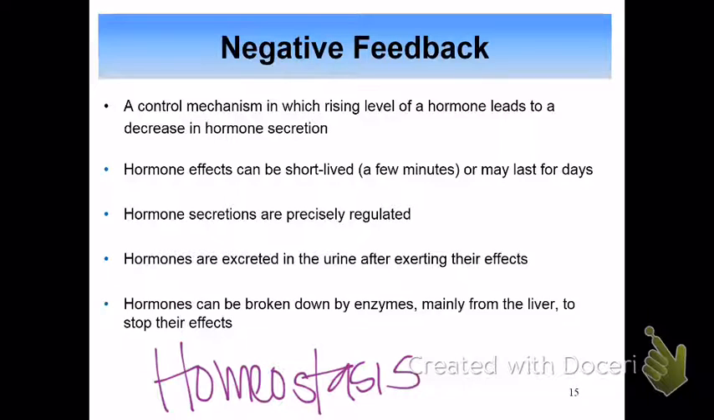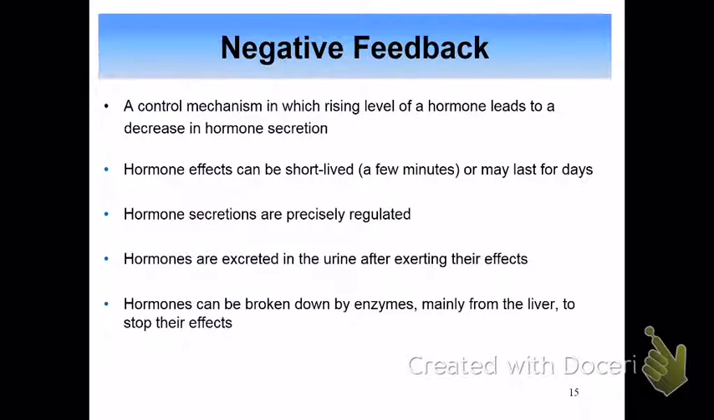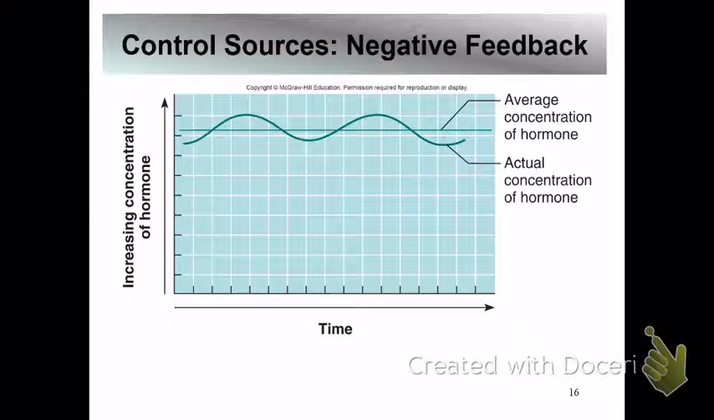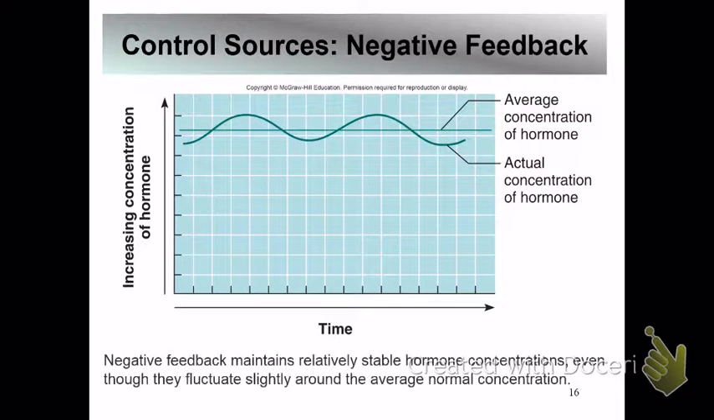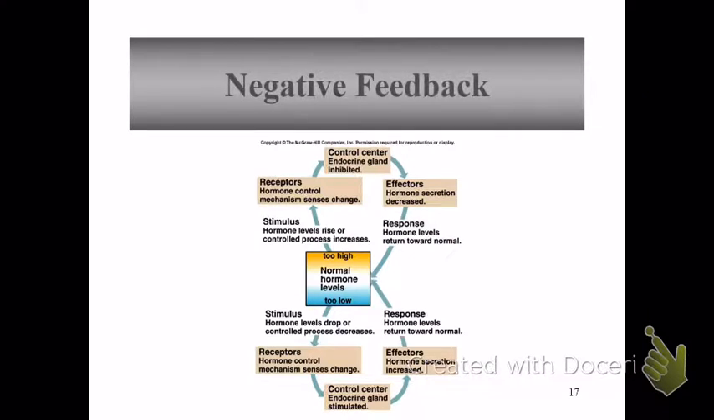So negative feedback is a control mechanism in which rising levels of hormones lead to a decrease. So up, down, up, down. So they're regulated. And this picture will show you how, basically, it maintains it up and down. This is just a general picture for hormones. So hormones are too high, then too low, then too high, then too low.